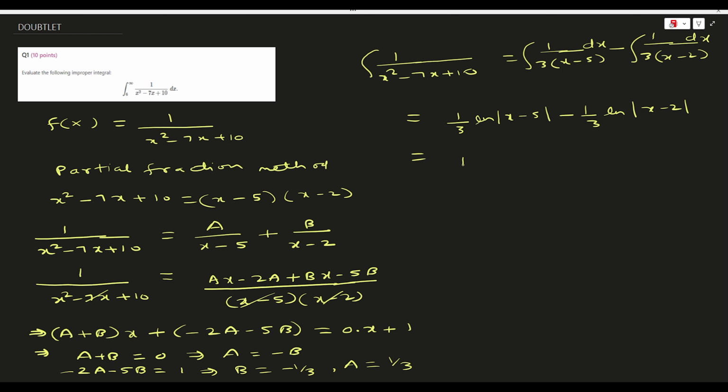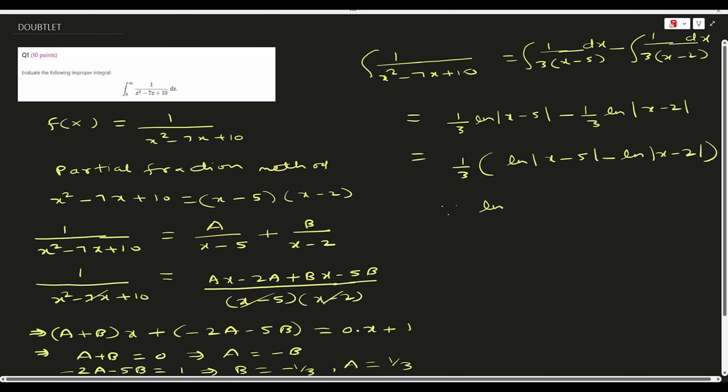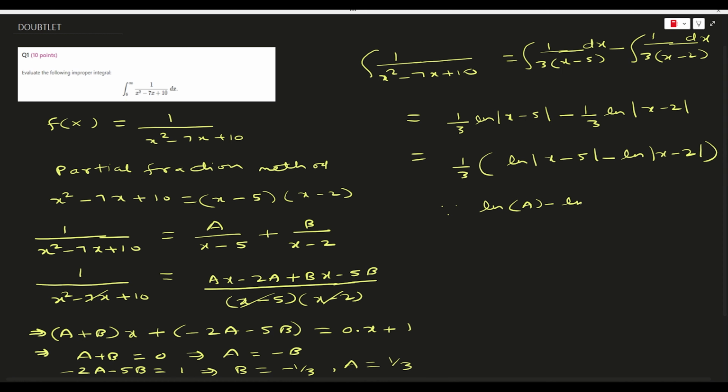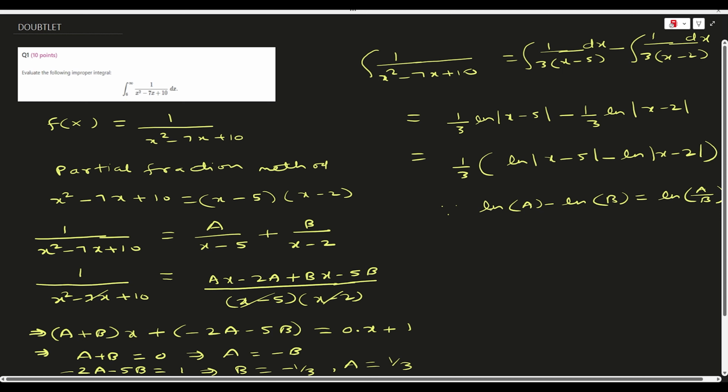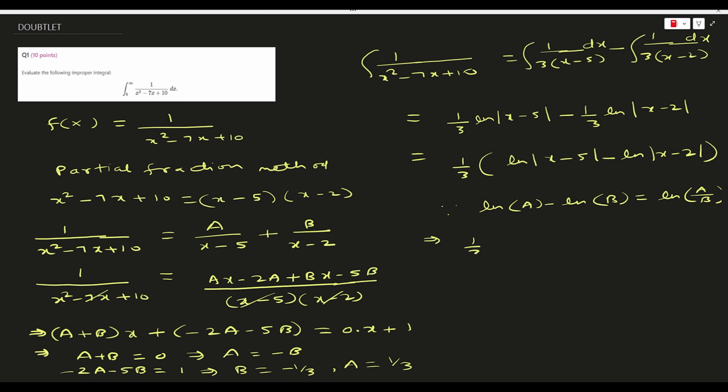If we take 1 by 3 common, it will become ln mod (x minus 5) minus ln mod (x minus 2). We know the property ln a minus ln b is ln of a divided by b. If we use this property, we can write this statement as 1 by 3 ln mod of (x minus 5) divided by (x minus 2) plus c, because c is a constant of integration.